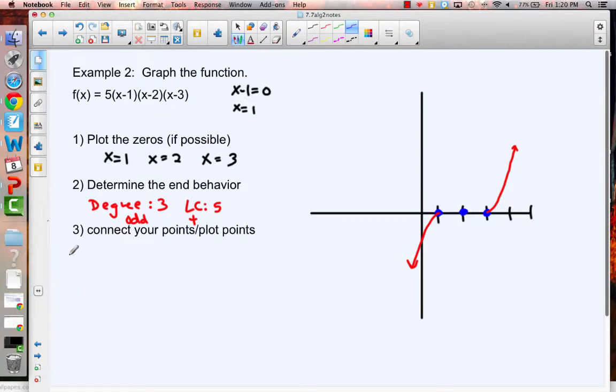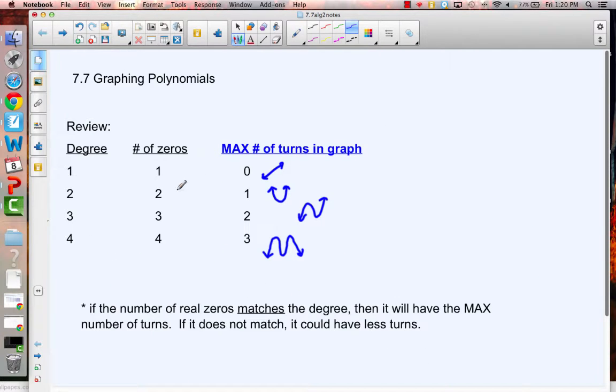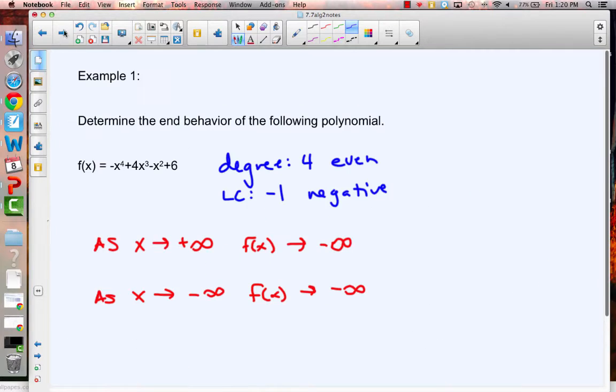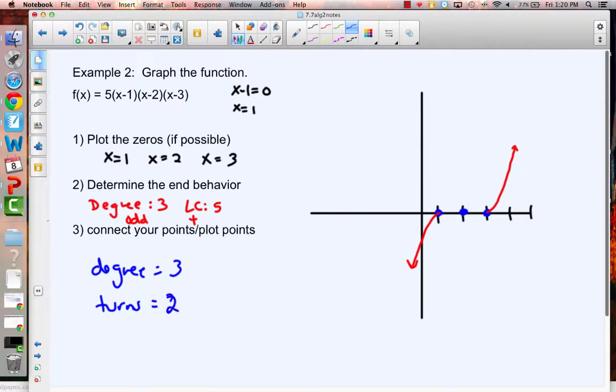Well, in a degree of 3, so our degree equals 3, how many turns could you have? Well, we always said in the very beginning, if there's a degree of 3, it could have a max of 2 curves. So we're going to go back to our graph. It would have a max of 2 curves.